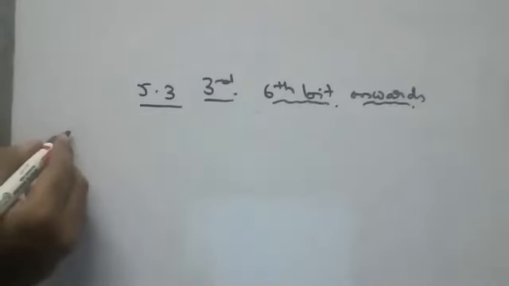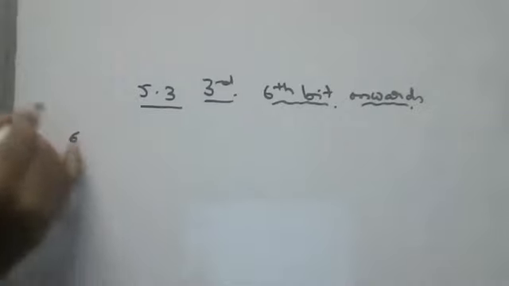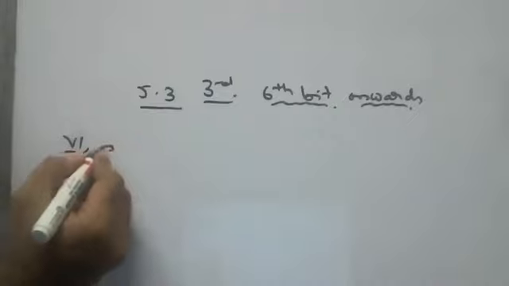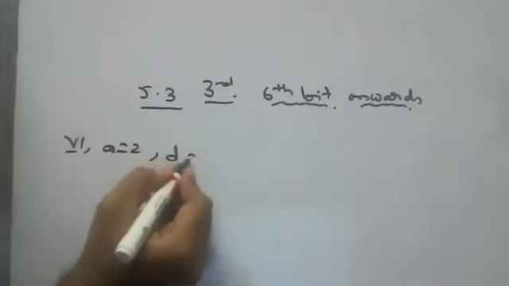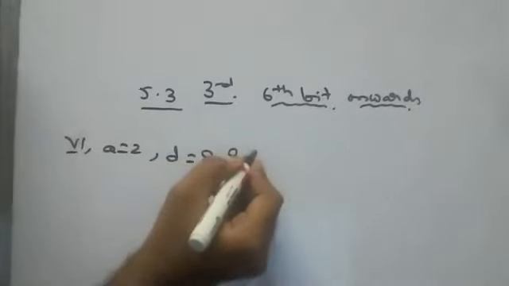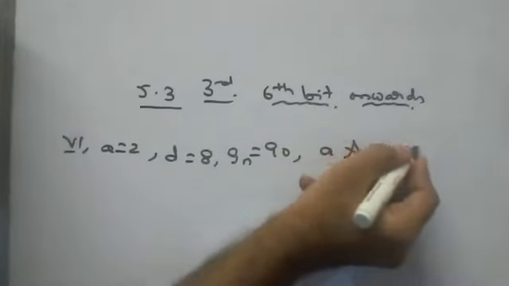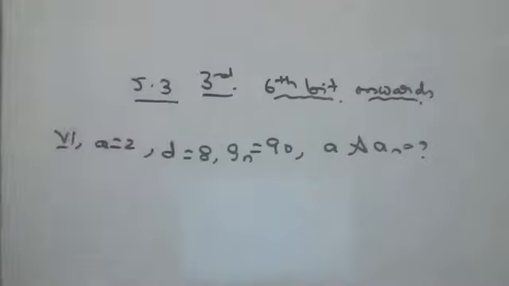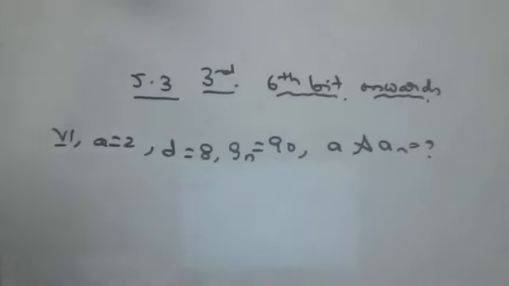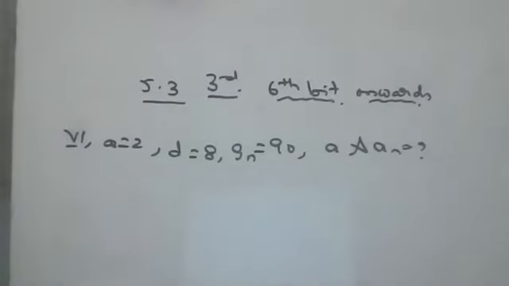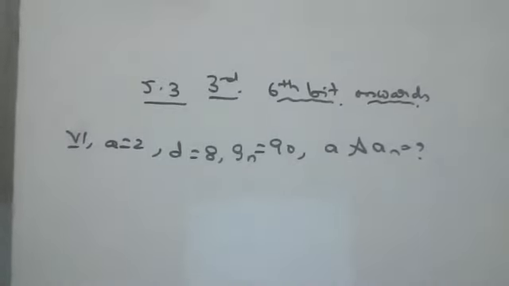Sixth question, I'm telling you. Sixth question, children, please listen. First term a is equal to 2, common difference d is equal to 8, Sn is equal to 90. Find a and an is the question. The first term, the common difference and the sum are given, 90 is given, children. We should find a and an.